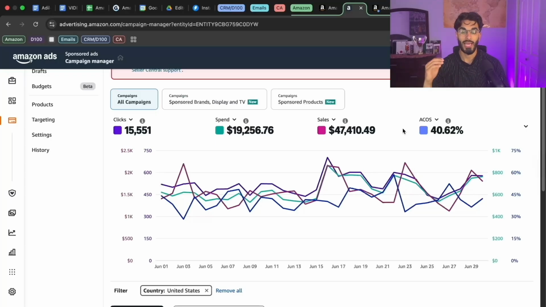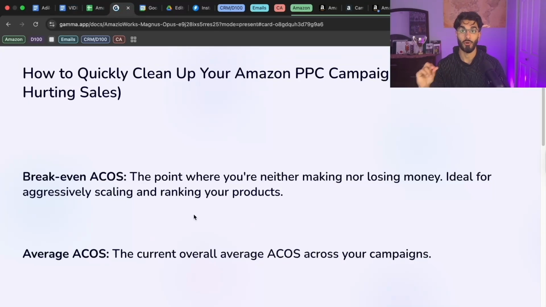So for this account, the average ACOS is 40%, but I know that this client is trying to aim for at least a 30% ACOS, okay? So we're going to put, for now, our target ACOS is 30%.